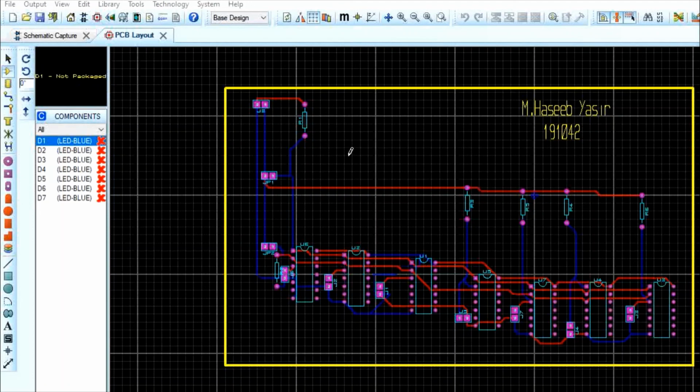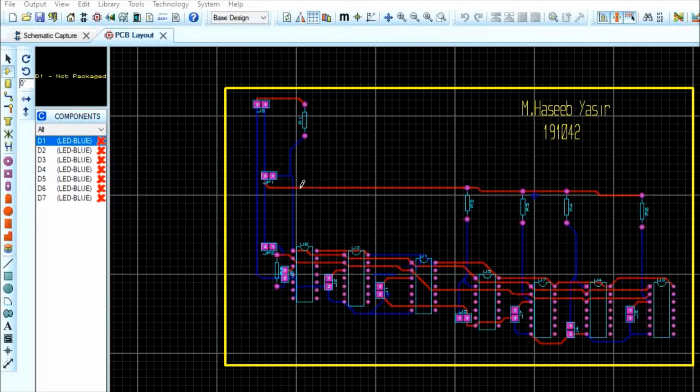After placing all my components, I have used auto routing to make wires. You can also use manual routing, but it is quite a difficult task to do. So it is preferred to use auto routing. After auto routing, two wires, blue and red, are shown. Blue represents bottom copper and red represents top copper.